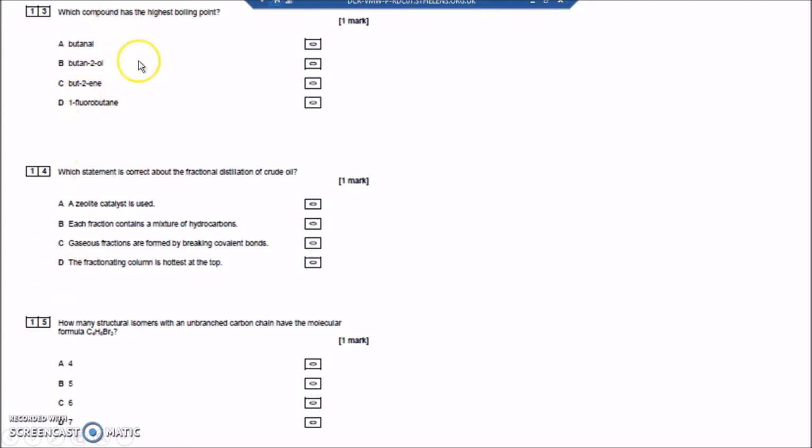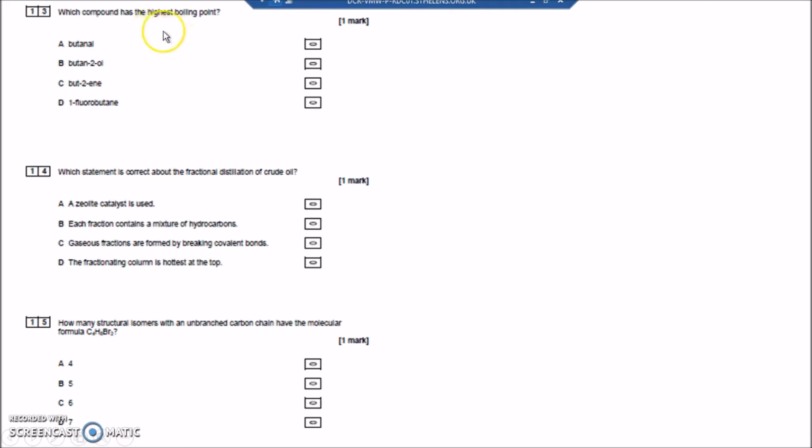Question 13, 14 and 15. Which compound has the highest boiling point? So what you're looking for is the strongest intermolecular bonds. The strongest intermolecular bonds are hydrogen bonds. It's where within one of these molecules you've got a hydrogen bonded to an oxygen, a nitrogen or a fluorine.